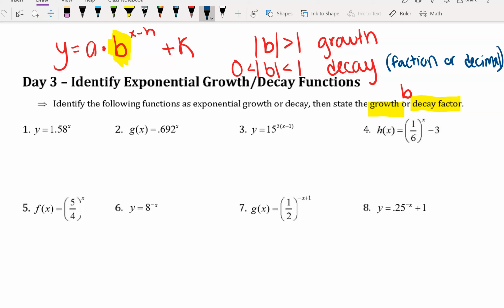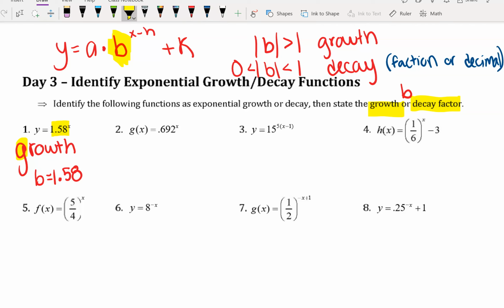All right, so let's practice this. We're going to highlight the B value on all of them. So the B is the base. So in this case, it's 1.58. That is bigger than 1, which means this is growth. And then we're supposed to state the growth or decay factor. That's going to be B equals 1.58. That's what tells us if it's growth or decay. So we call it the growth factor.